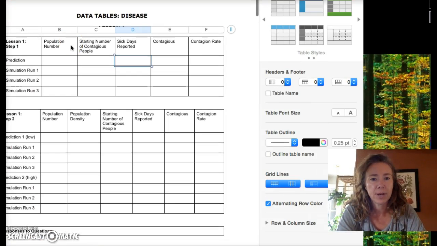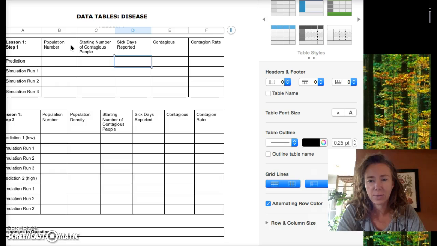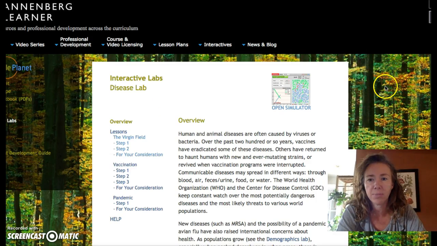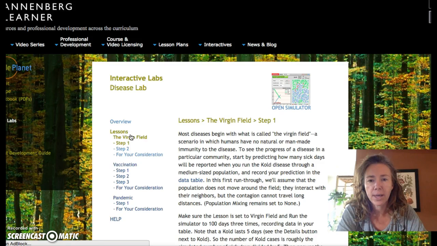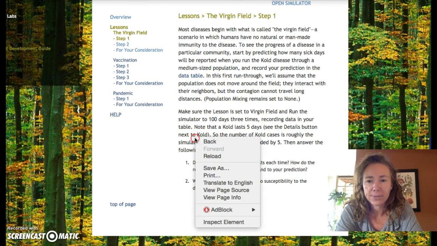There are three different lessons, different simulations we'll be using, and there are two different steps we'll be taking for each of those. So all of your data will go on this table, and you can just upload that when you're done. For the first lesson, we're going to be looking at the way that the common cold travels through a population, and we'll learn a little bit about it here.